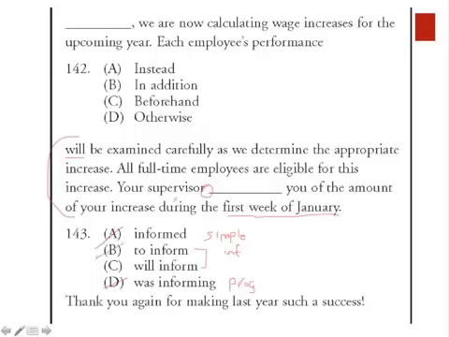Well, let's try C in the blank and see if we think it works. Your supervisor will inform you of the amount of your increase during the first week of January. As I go back for a moment, I see that our performance will be examined. We are eligible for this increase, but we will be informed of this at some point in the future. So in this case, it appears that C is going to be the correct answer.